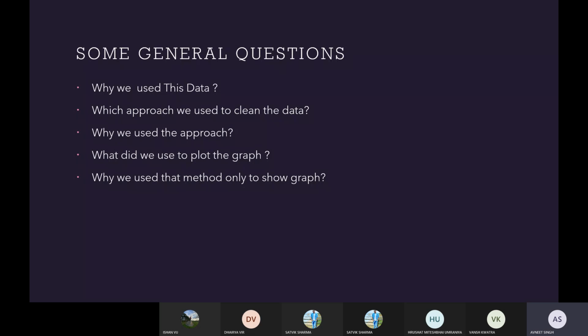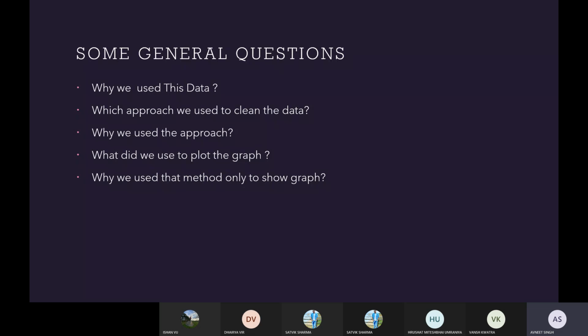What did we use to plot the graph? We used Plotly and Seaborn, as these are two libraries with which we can use different types of graphs, like line graph, bar graph, and scatter graph, to show the different representations of the data on the graph. Why did we use that method only to show the graph?